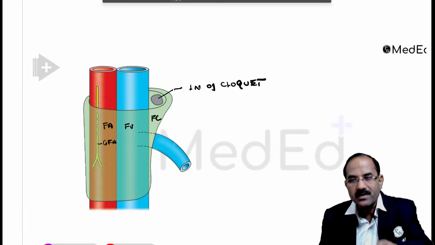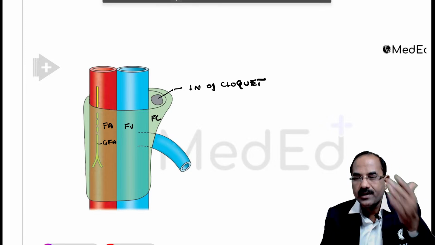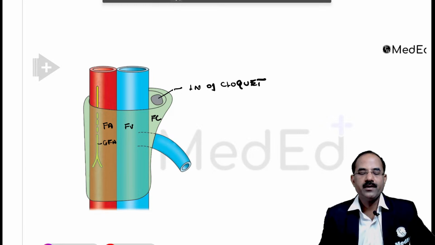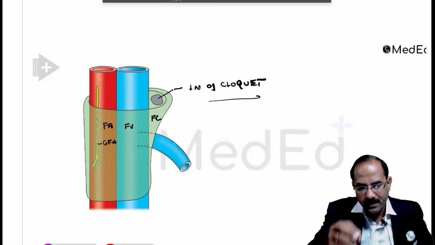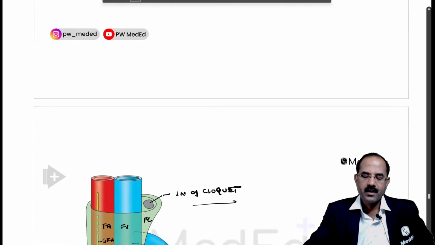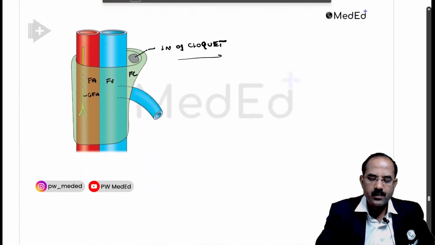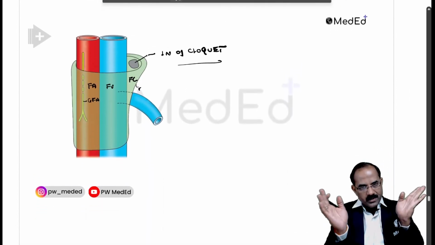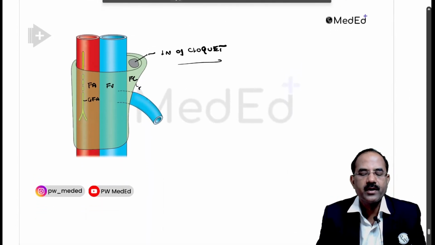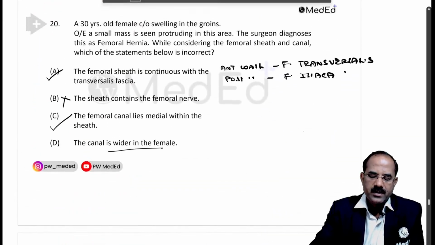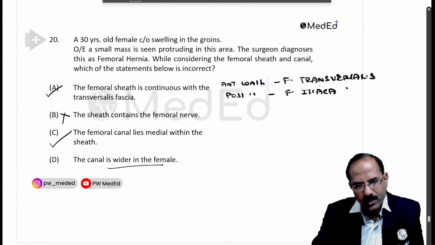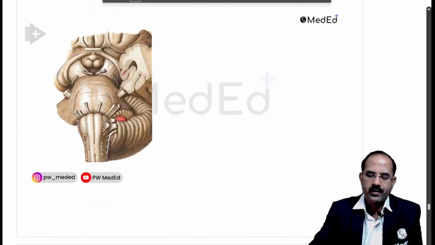The glans penis and the glans clitoris drains into the deep inguinal lymph node. That's the lymph node of Cloquet. Okay, it drains the glans penis and the glans clitoris. Remember that. And this femoral canal is wider in females. Why? Because the pelvis is wider and the blood vessels are smaller in size. So femoral canal is wider in females. Clear, students? So femoral nerve is not there. Femoral nerve is outside the femoral sheath.